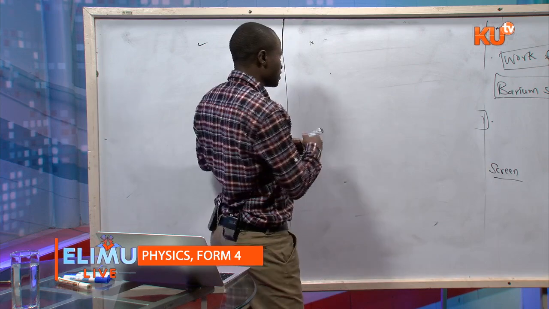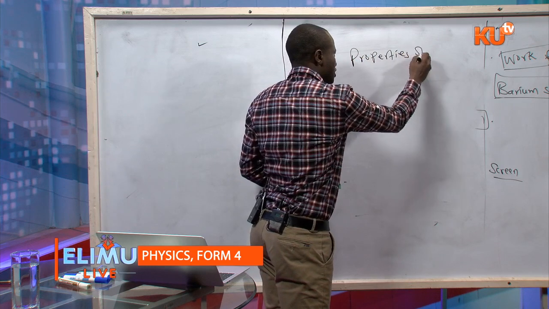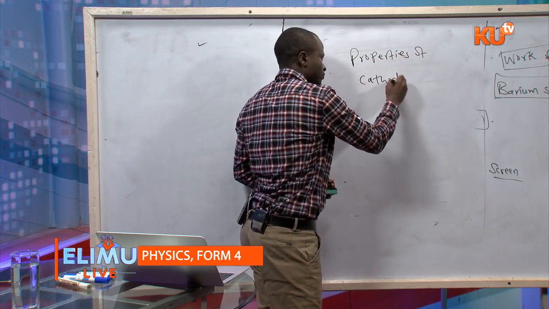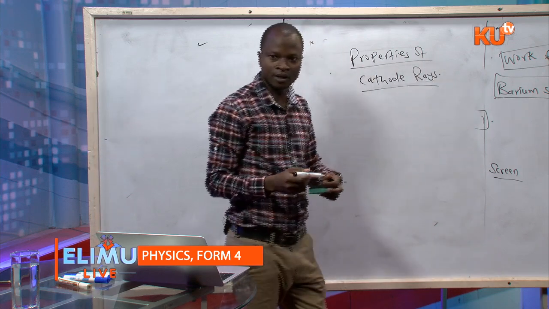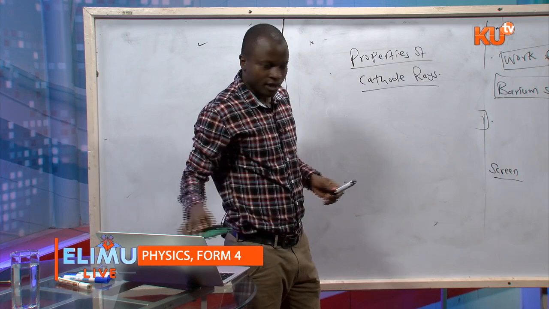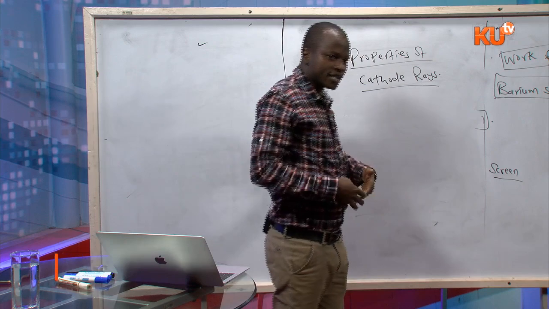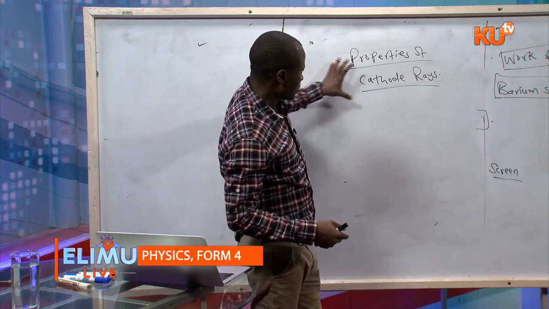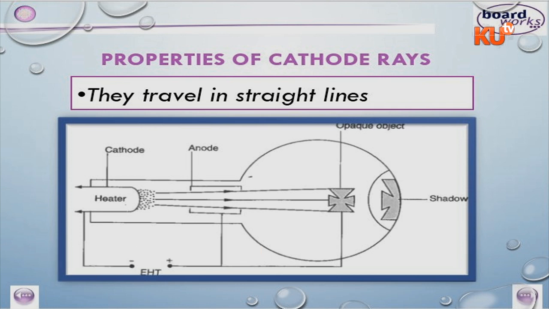Now, we have just looked at the production of cathode rays. The next thing we need to discuss is their properties. Properties of cathode rays. What are their properties? There are quite a number. We will look at the main ones and just mention others. Property number 1 of cathode rays. The way we have seen, they always travel in a straight line. Cathode rays travel in a straight line.